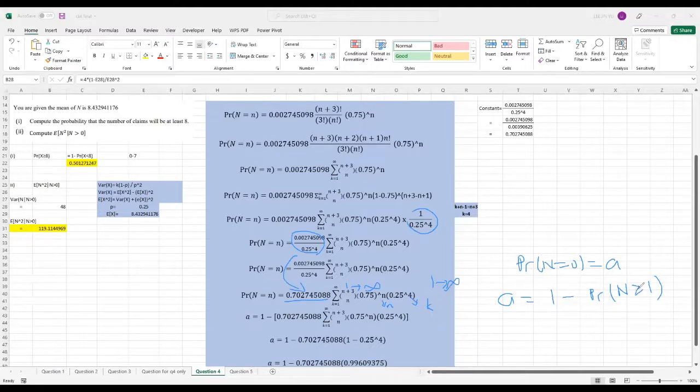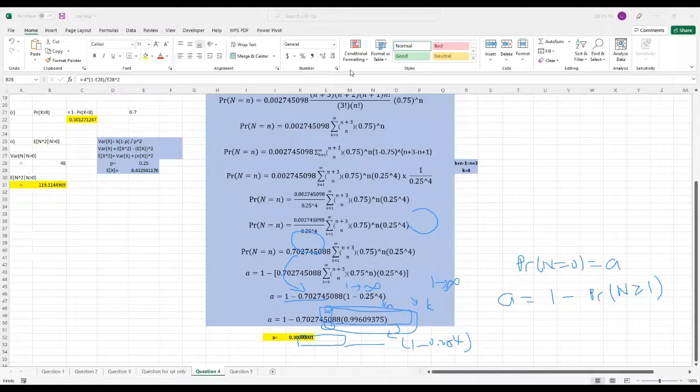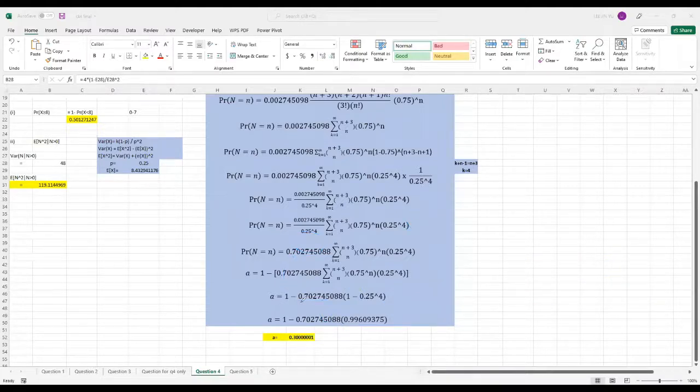So how to calculate 1 to infinity? By using the sum from 1 to infinity, given k equal to 4. We come up with this equation. From this negative binomial distribution, we come up with 1 minus 0.25 to the power of 4, and multiply by its constant. I'll clear my note again. We will come out with 1 minus approximately 0.7, like 0.99. So we can find a, which is 0.3.